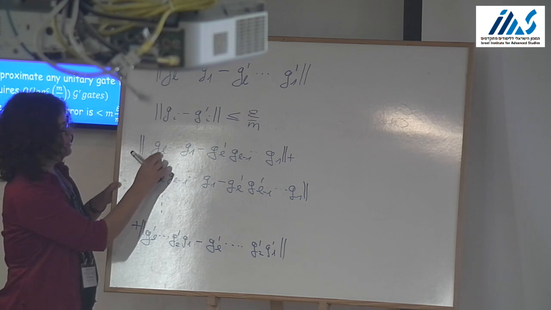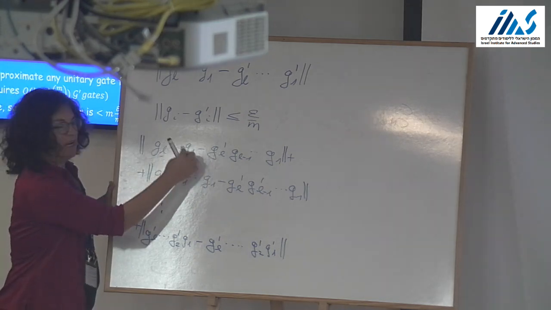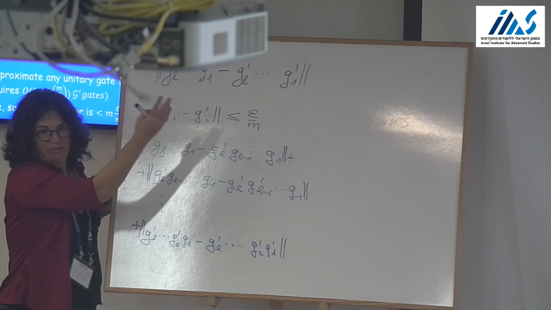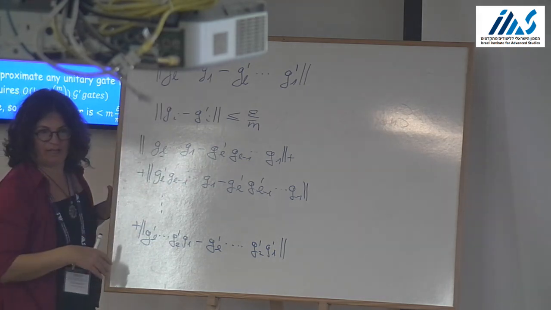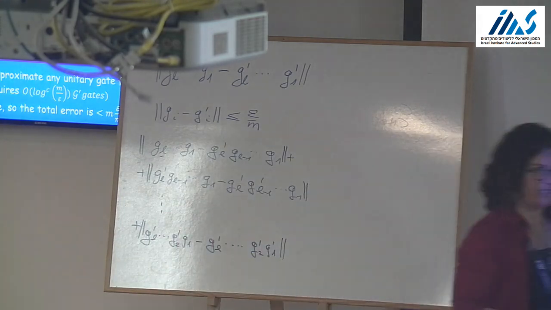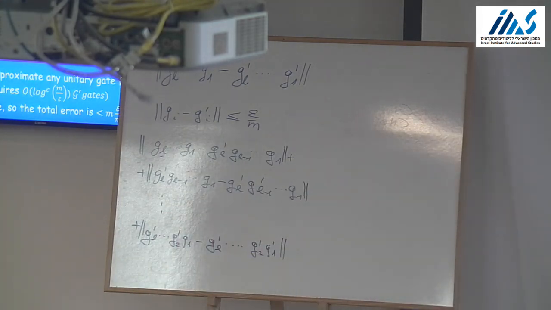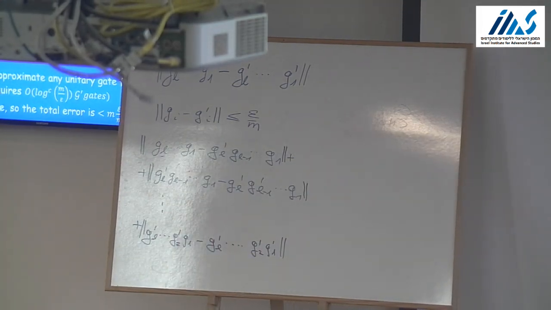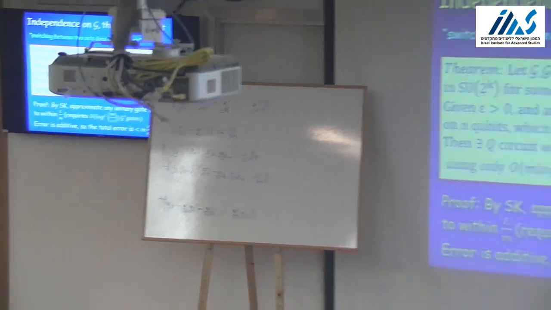So I can write this as GL minus GL prime times the unitary. And so the first unitary will not affect anything. So error is additive. That's the point of this argument. And therefore, it's enough to approximate any one of the gates sufficiently well.